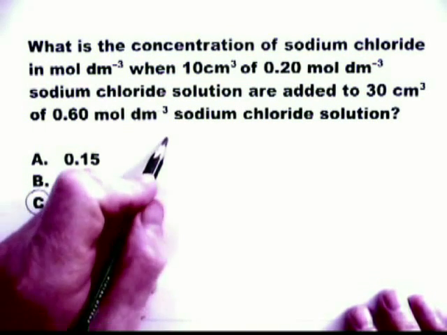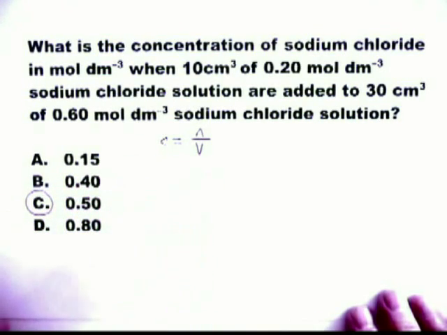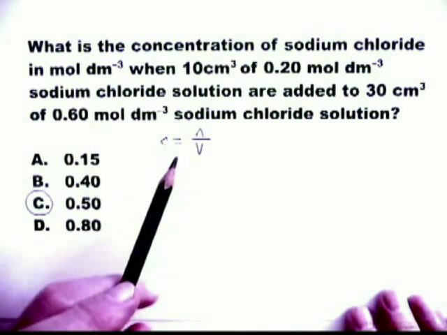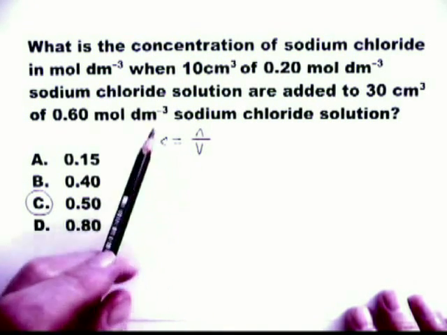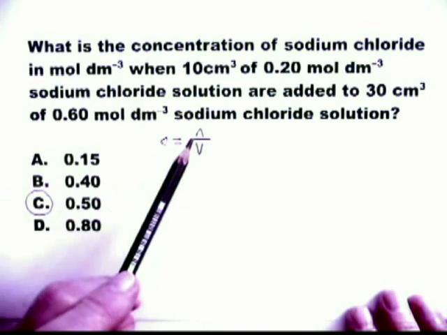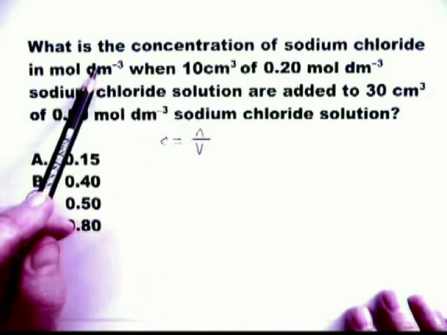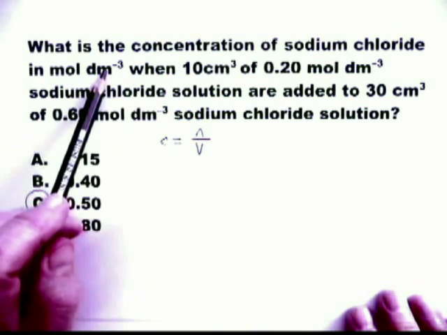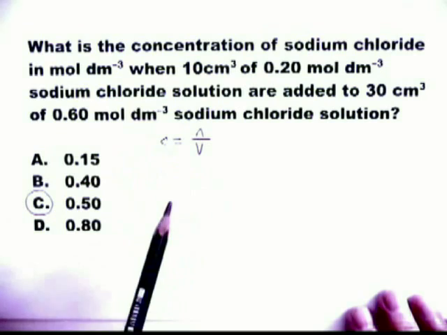Now let me do the calculation. The way to do this calculation is to use the formula C equals n over V. You may say you have difficulty remembering formulas. This is one formula you have to remember. However, it is given in the question. Concentration, in moles per decimeter cubed, equals n over V.